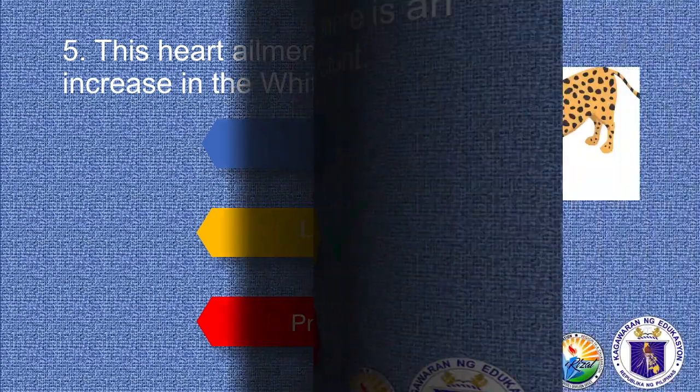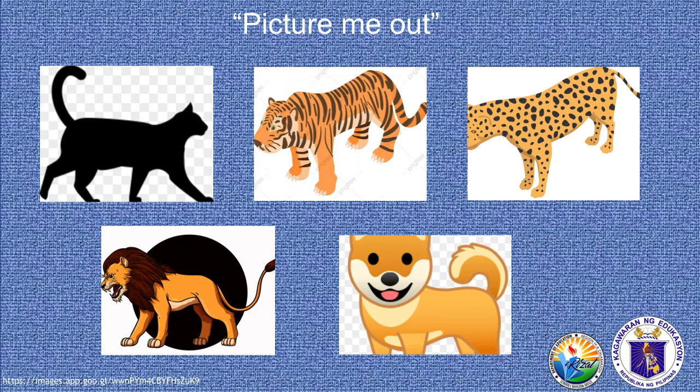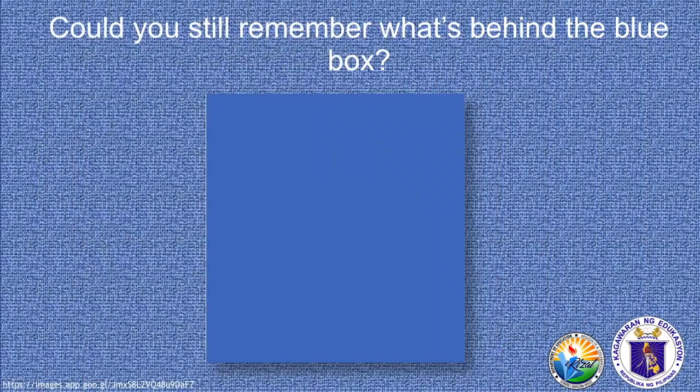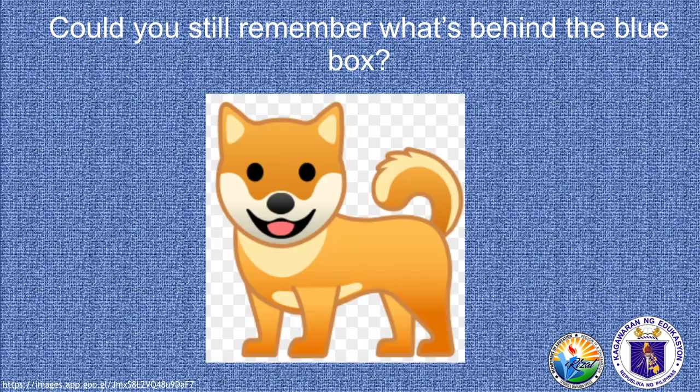Let's begin. So these are the pictures. Please take a look at them, because I will be hiding them in 5, 4, 3, 2, and 1. Make sure to remember what's behind these boxes. Could you still remember what's behind the blue box? Great! If you answered a dog, then you have a sharp memory and a healthy brain. Good job.